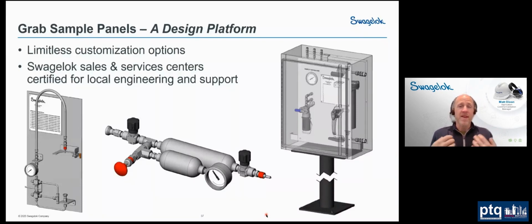So there's a lot of different things that we can do from a customization standpoint, and it's really nice in that our local Swagelok sales and service centers around the globe are enabled to do this. So we actually have a certification program that teaches our sales and service centers all about grab sampling. So they have expertise in grab sampling, the concepts of it, so they can take our standard offering and then apply those best practices, apply their expertise to develop whatever it is that you need from a customization standpoint, and to suit your particular application. So that's really nice.